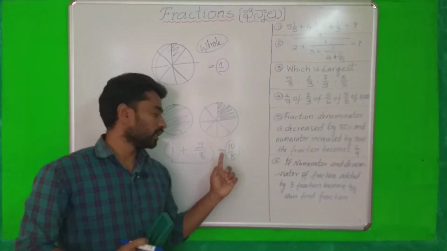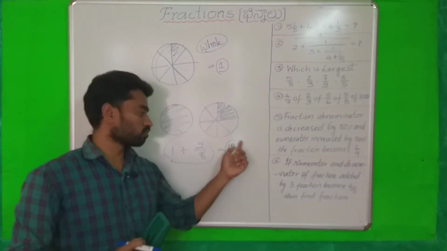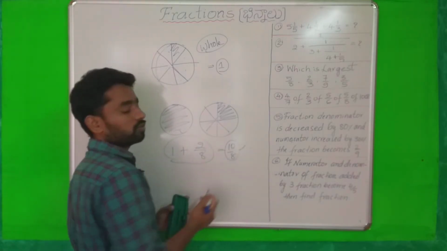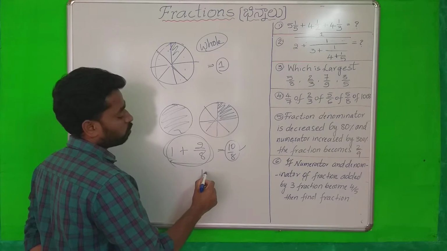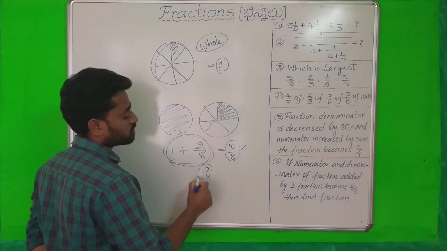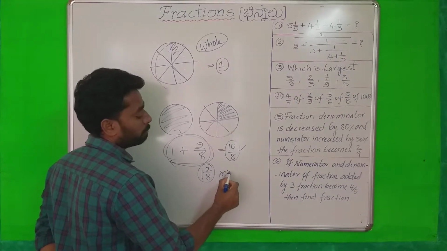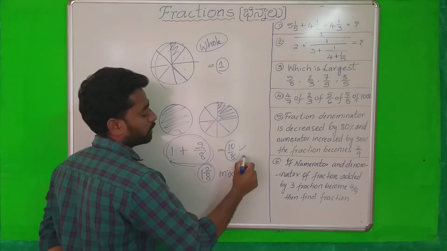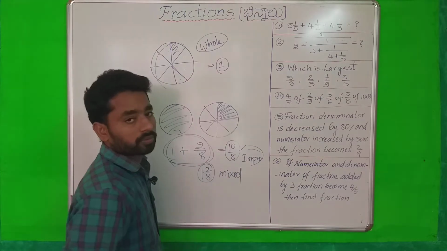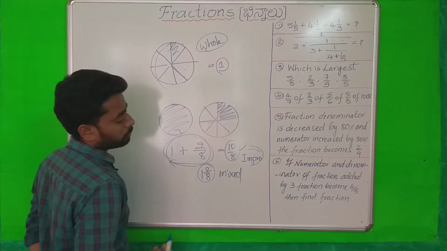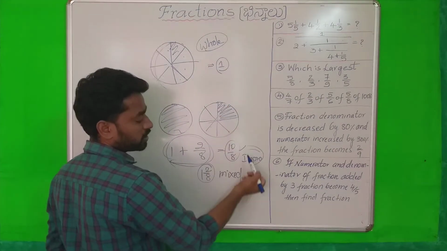The numerator is greater than the denominator, so 10 by 8 is an example of an improper fraction. We can also write this as 1 and 2 by 8. This we call a mixed fraction. This is improper, apakrama binnamu. Krama binnamu, apakrama binnamu: proper fraction, improper fraction.